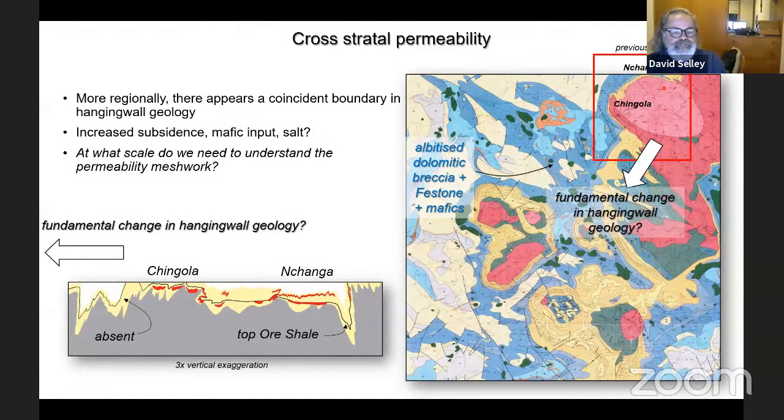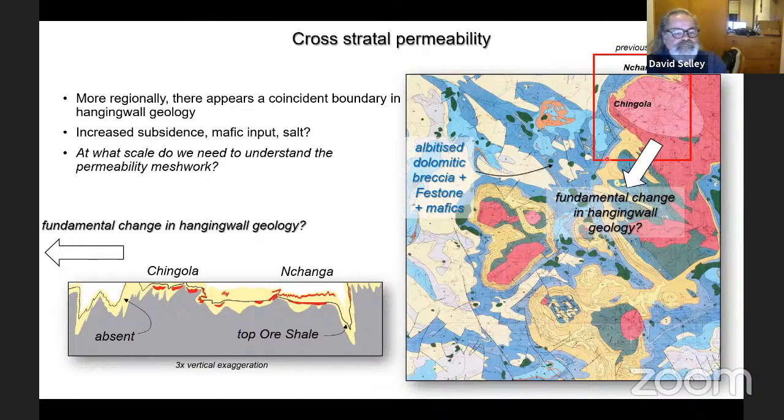The basement is shown here in the red and the green. We've got another couple of inliers here to the south. The rift material is shown in the yellow. This is the aquifer and host sequence. And there doesn't appear to be significant variation as we shift to the south compared to the Nchanga domain. There's arguably some increase in thickness, but a lot of this is apparent and related to variation in bedding depth.